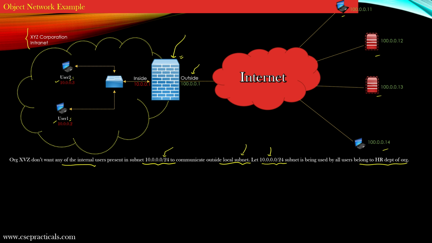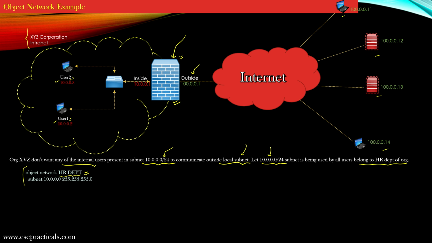So actually this objective can be easily achieved by an access control list, but the access control list has to make use of object networks. As a part of configuration, first of all, the user is going to create an object network called HR department. As I said, object networks are named entities. So HR department is actually the name of the object network that we are creating. And remember, this configuration is being done on this firewall.